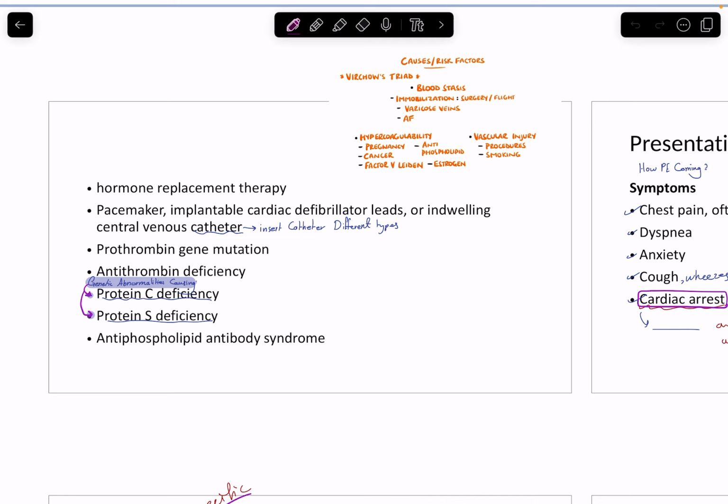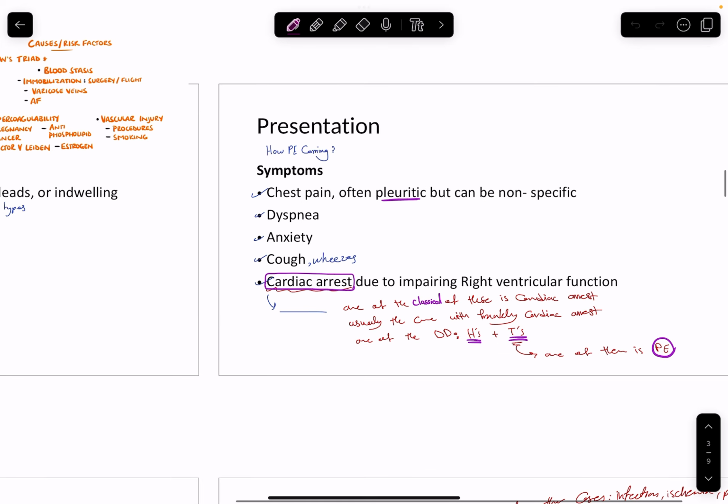So we're talking about PE specifically here. What's the presentation of pulmonary embolism? Well, mostly chest pain. But the problem is that it's usually non-specific chest pain. The most specific is pleuritic chest pain, but a lot of these patients actually have non-specific chest pain. They often come in with dyspnea, a sensation of trouble breathing. Some will just come in with anxiety, some with cough, and some will just come in in cardiac arrest.